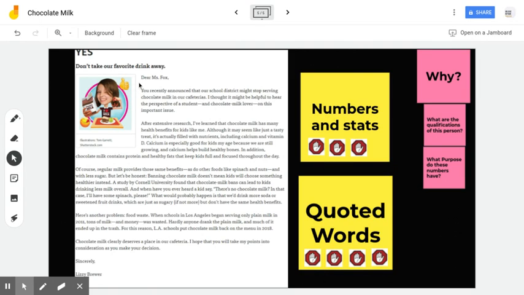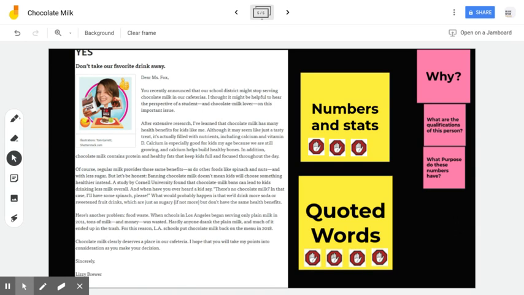Dear Mrs. Fox, you recently announced that our school district might stop serving chocolate milk in our cafeteria. I thought it might be helpful to hear the perspective of a student and chocolate milk lover on this important issue. After extensive research, I've learned that chocolate milk has many health benefits for kids like me. Although it may seem like just a tasty treat, it's actually filled with nutrients, including calcium and vitamin D. Calcium is especially good for kids my age because we are still growing, and calcium helps build healthy bones. In addition, chocolate milk contains protein and healthy fats that keep kids full and focused throughout the day.